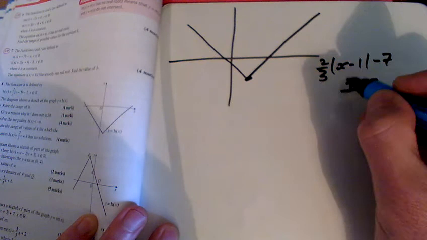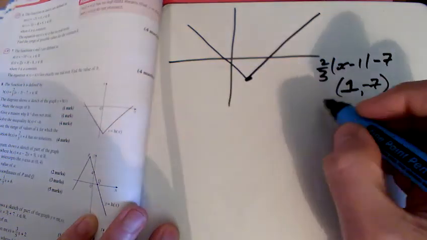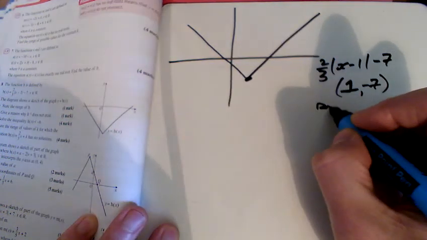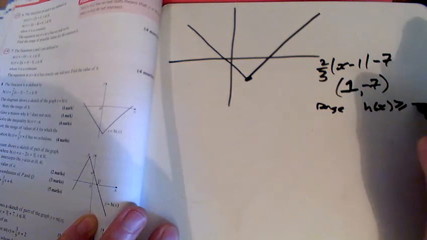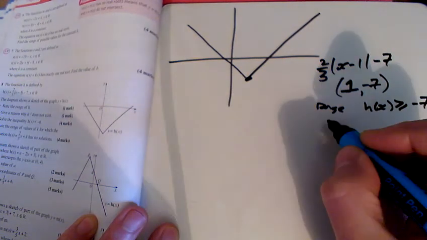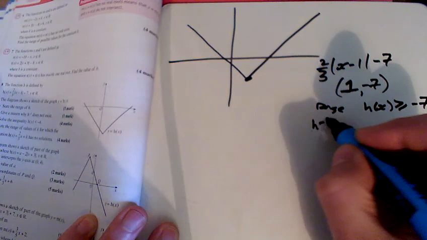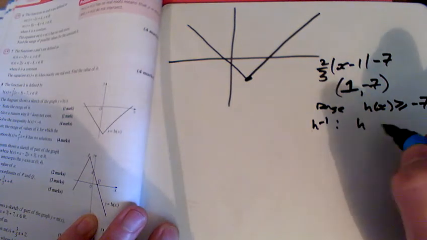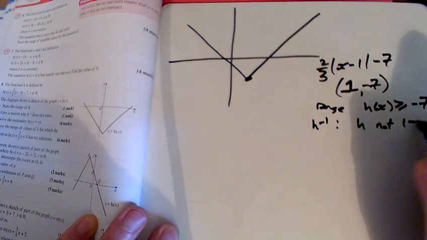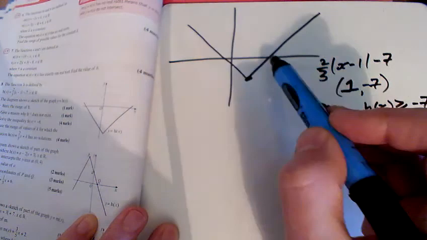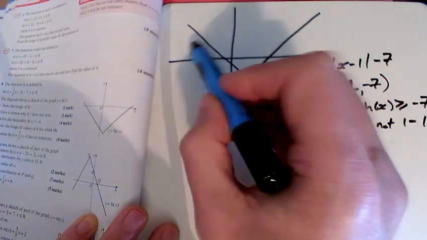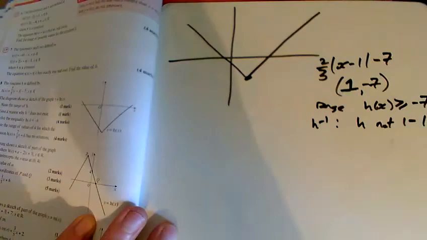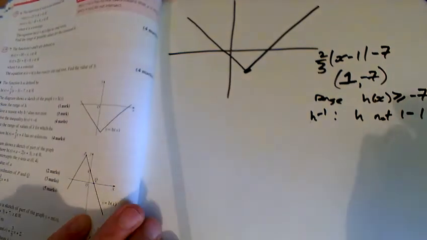So the coordinates of that point are (1, -7), and that means the range is that h(x) will always be bigger than or equal to -7. Now, you can't have the inverse function then, because h is not a one-to-one function. Look, it's a many-to-one function. Two x values have the same answer here. It's not going to have an inverse function.